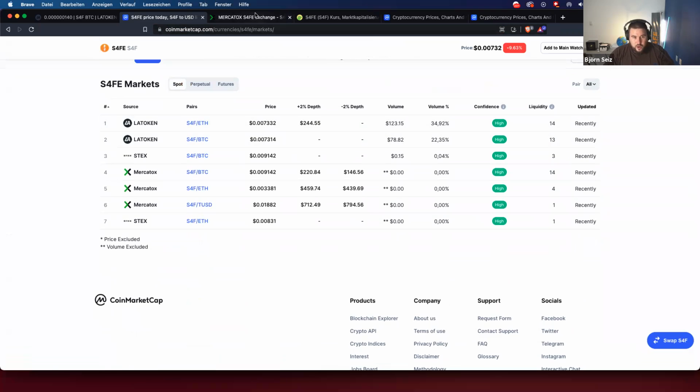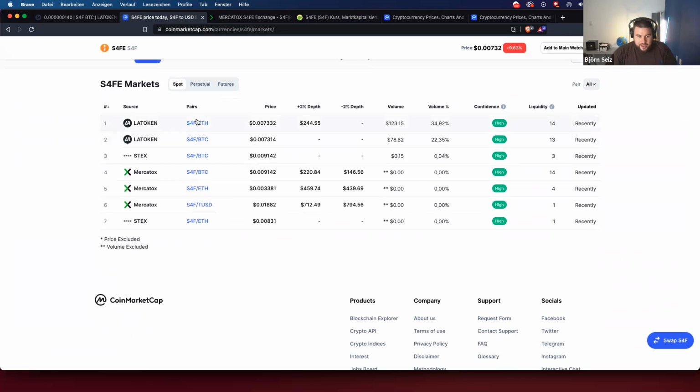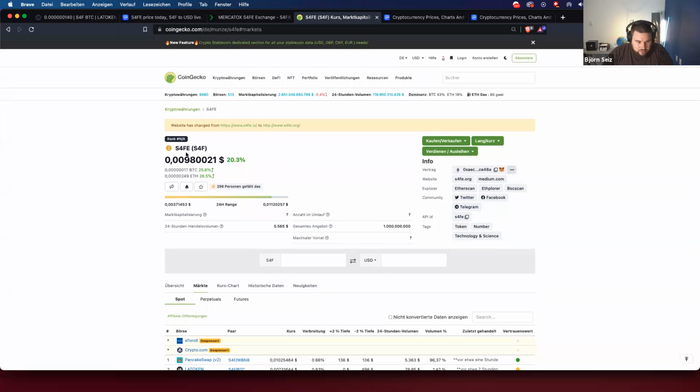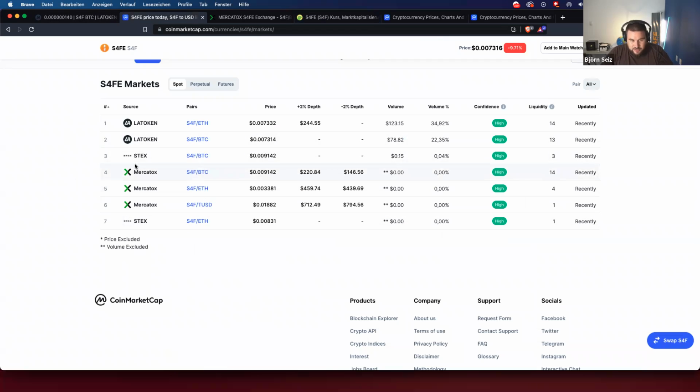And I show you now, step by step, what exactly the trading is and how it works. You can see here, you have different exchanges. We are listed on more exchanges on CoinGecko, so the price is more exact here. And on CoinMarketCap, more exchanges will be added soon. But let's check out quickly.